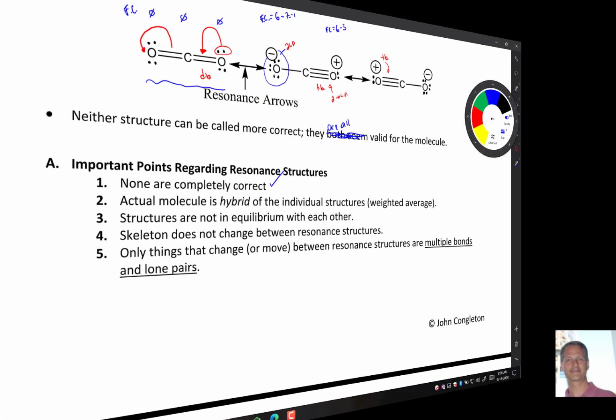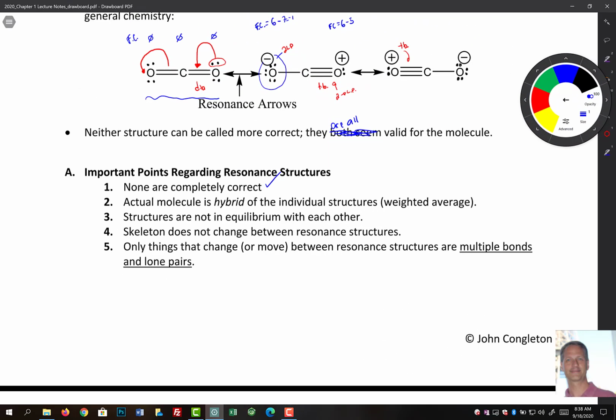Now, the second thing that I want to point out here is that the actual molecule is a hybrid of the individual structures. Right? It's a weighted average. Remember, we said that first structure up here at the top perhaps contributed more because of its formal charge. We'll talk about that a little bit more in just a second.